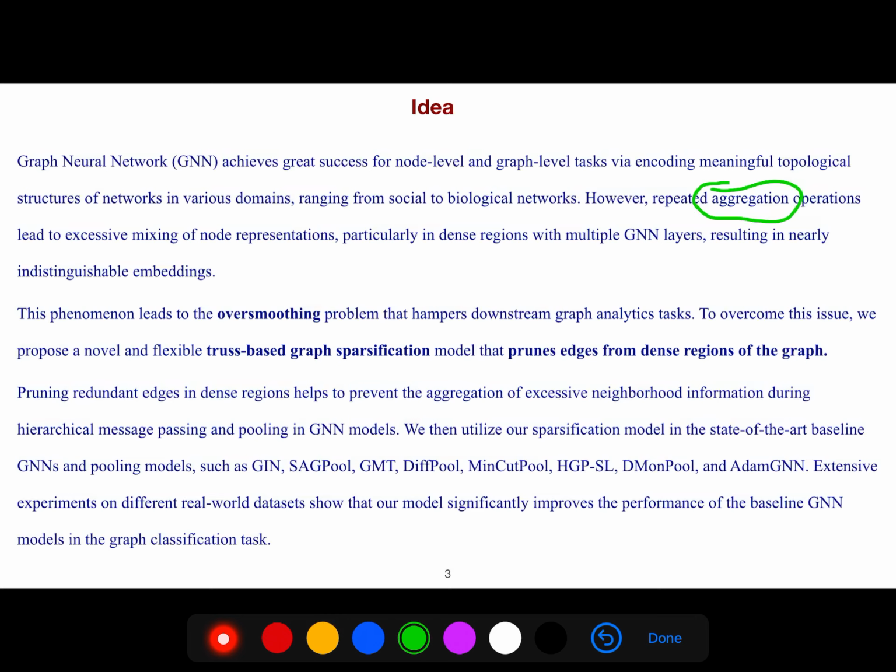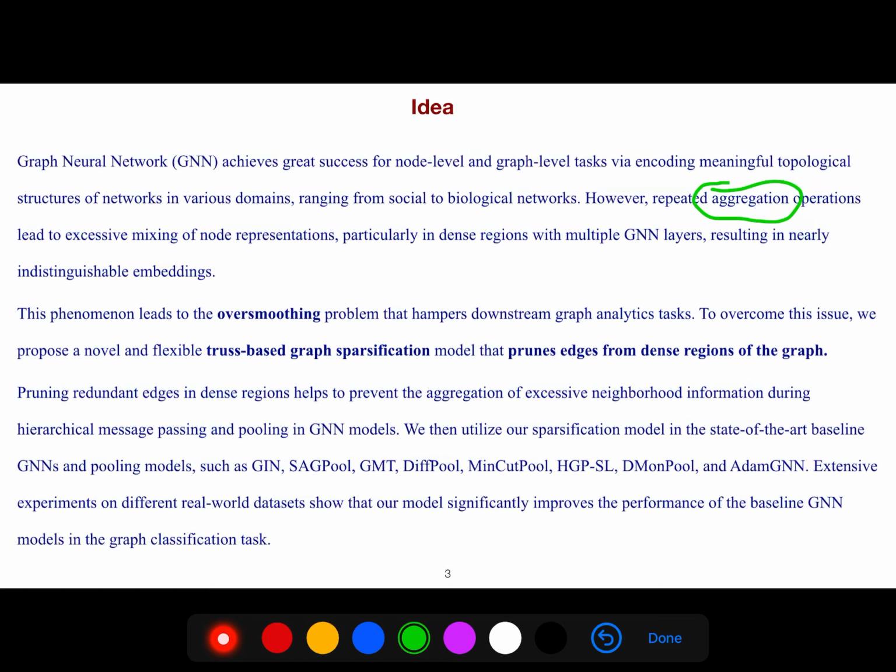But in general, there are still many ideas for oversmoothing. Oversmoothing is very well understood, but the harder problems are oversquashing, which is not mentioned in this paper. So this phenomenon leads to oversmoothing that hampers downstream graph analytic tasks.